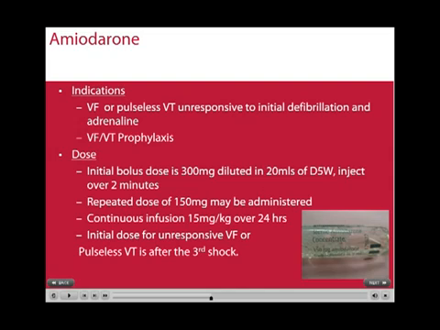The initial dose for unresponsive VF or pulseless VT is given after the third shock. It should never be given for somebody who is in conscious VT. Because of its vasodilation effects, it may actually push somebody into an arrest if you give amiodarone over a 2-minute period.